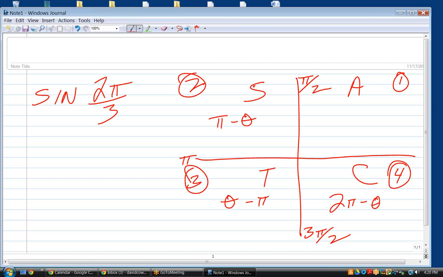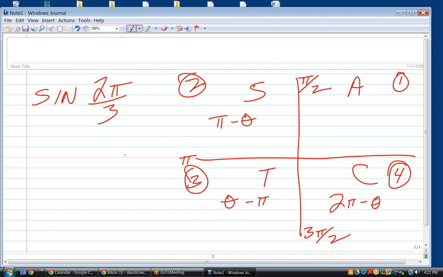So what would that be for this one? You plug 2 pi over 3 in for theta. Wait, and how do you know that this is the second quadrant? Because it's between pi over 2 and pi. Okay. In other words, if it was 4 pi over 3, that's third quadrant. So once you spot the quadrant, then you use the appropriate formula.